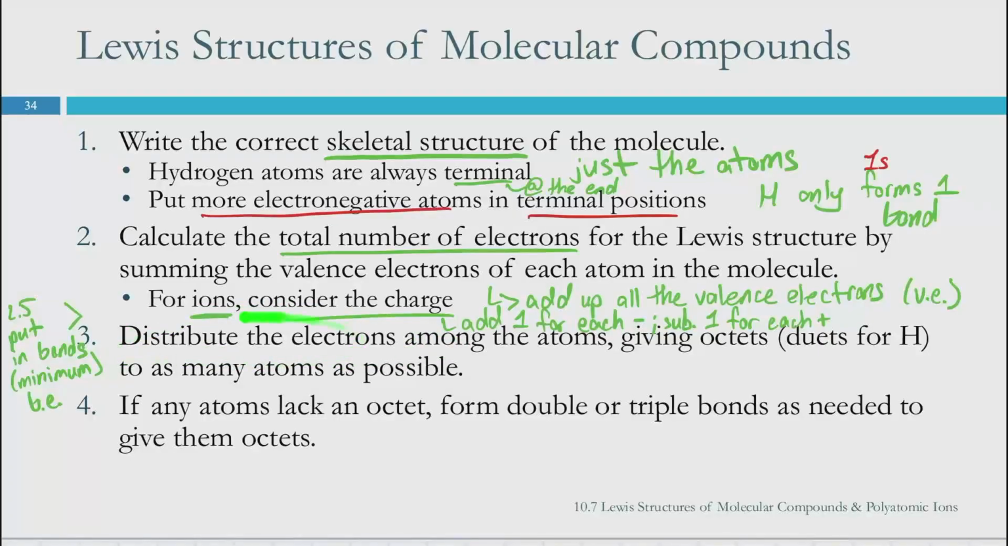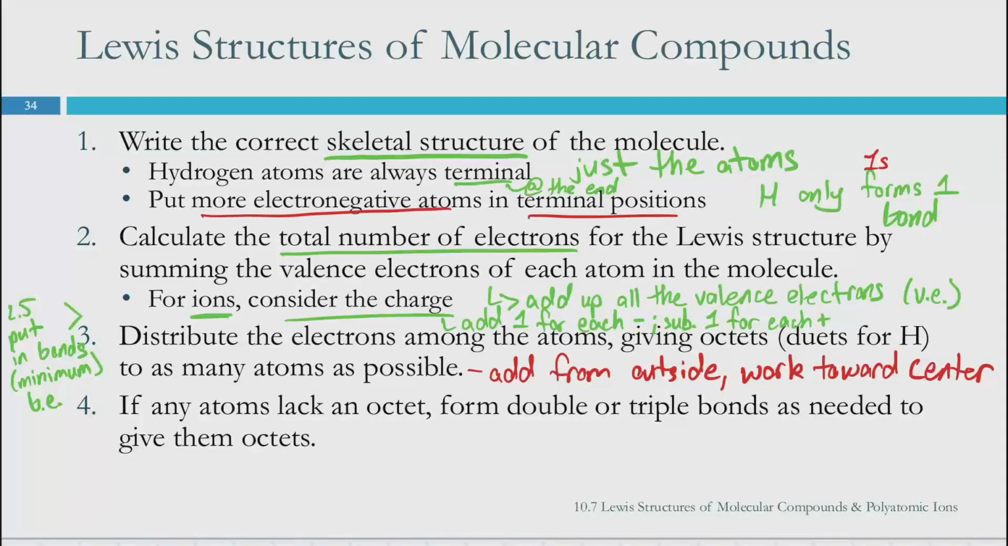Once we're done with that, we distribute the electrons among the atoms, giving octets to as many atoms as possible. The way that I typically do it is starting from the outside. Add from the outside or the terminal atoms and work towards the center. Sometimes we'll run out before we get to our central atoms. We won't be able to give everything full octets.